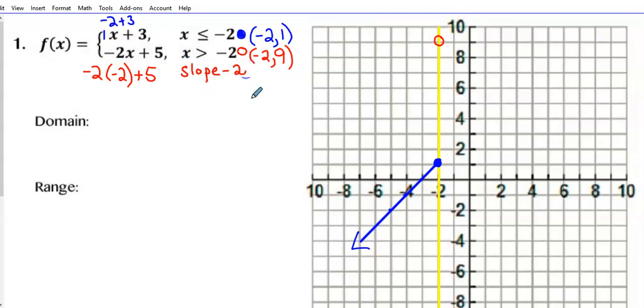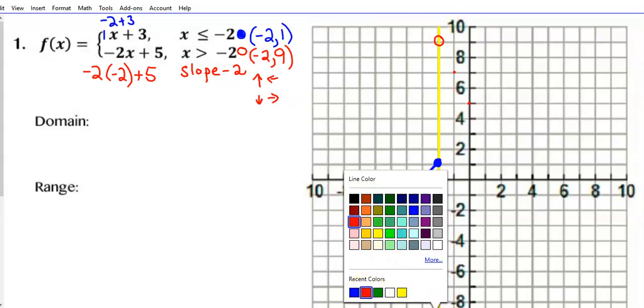Slope is -2. That means I'm either going to go up and to the left, or I'm going to go down and to the right. Well, the only one that's going to work for this is down and to the right, because this graph has to be over here because it's everything that's greater than -2. So when I go from here, I'm going to go down to the right one. And then I'll just do it again one more time just so I have 3 points, so I can make sure it's looking right.